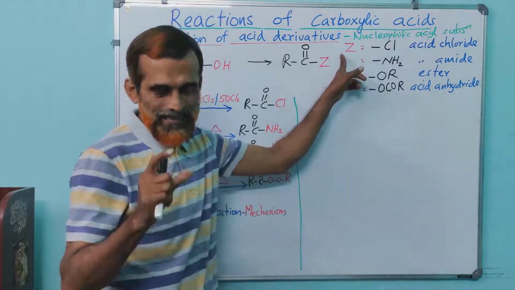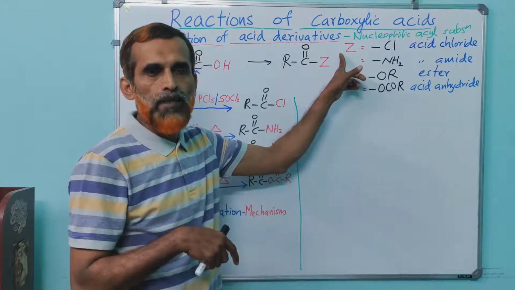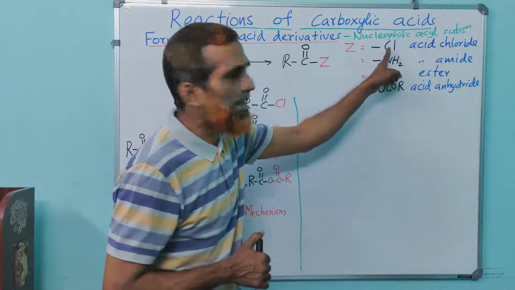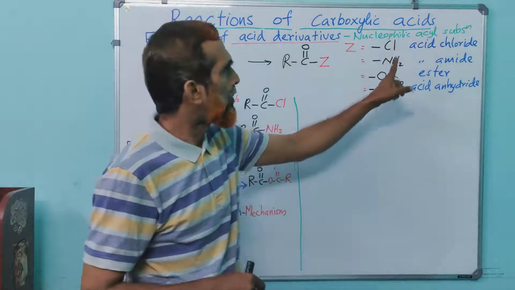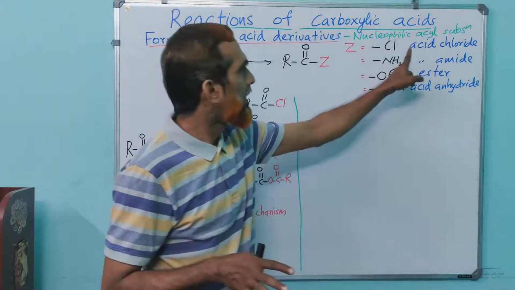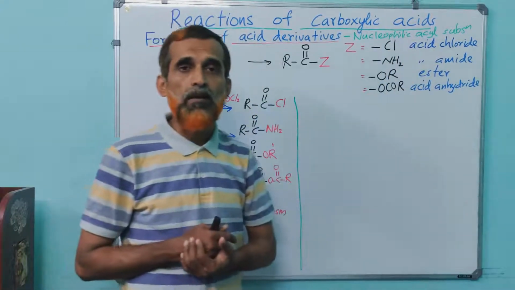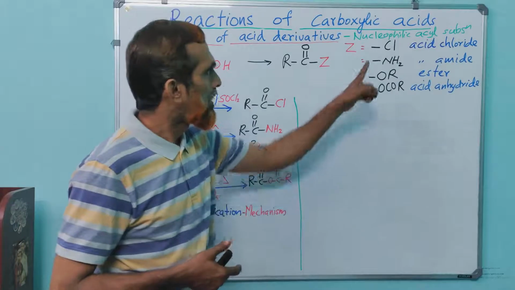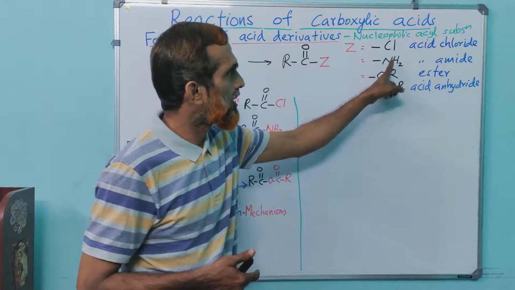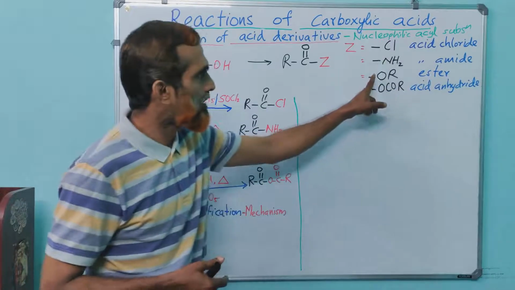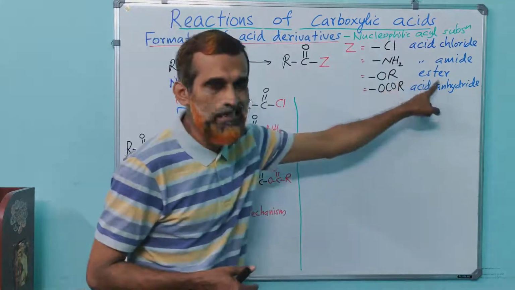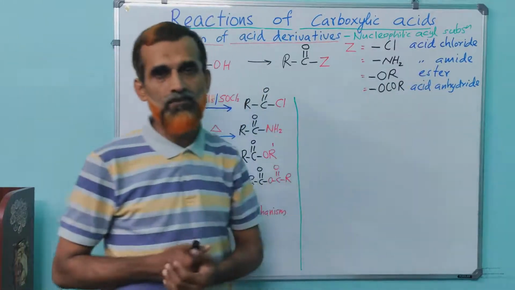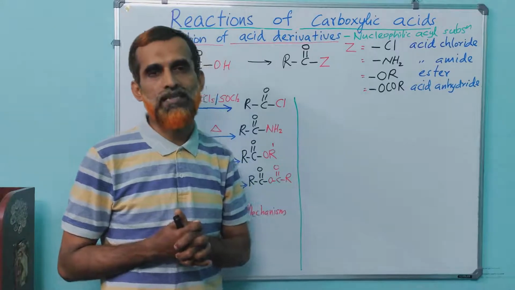Now this Z, the incoming group, can be 4. So there are 4 acid derivatives. If it is Cl, in general, if it is halogen, especially Cl, it is acid chloride. In general, acid halide. This can also be called acyl chloride. If it is NH2, then it is called acid amide. If Z is OR, then it is ester. If it is OCOR, then it is acid anhydride. We will discuss each of these reactions in detail.